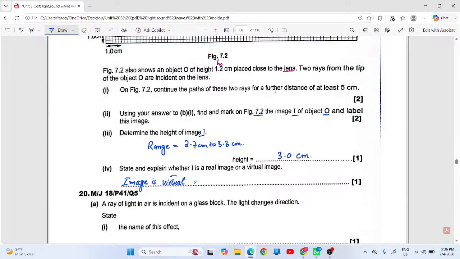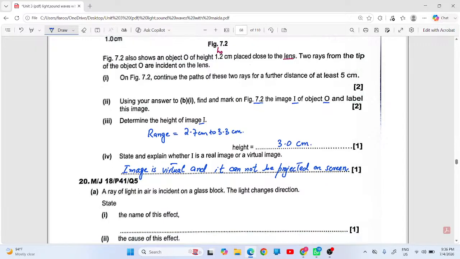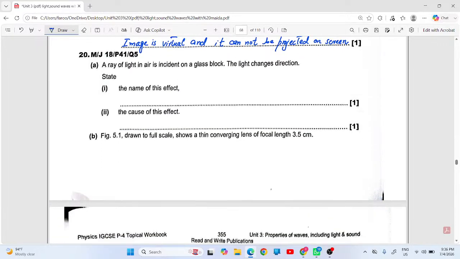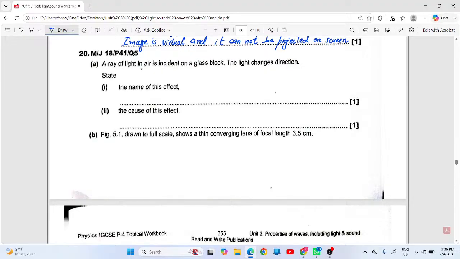It's virtual. लिखेंगे image is virtual and it cannot be projected on screen. It cannot be projected on screen.